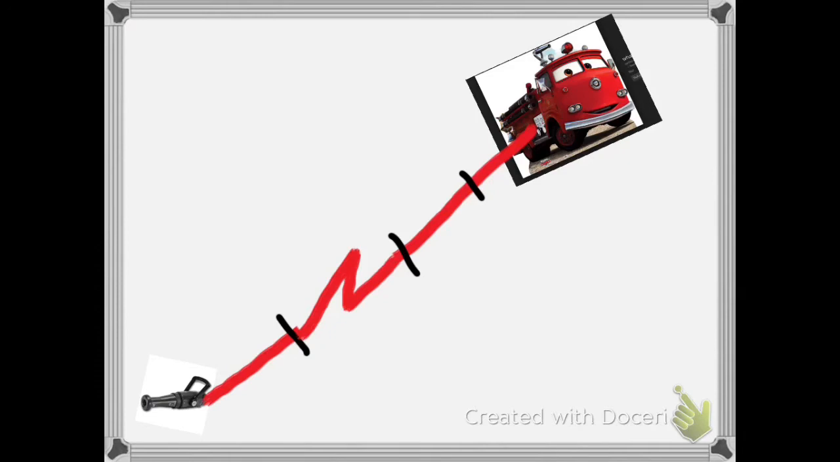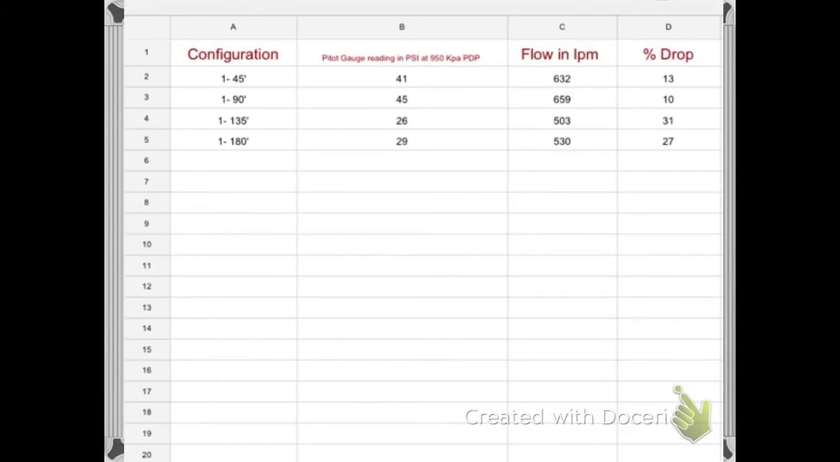First, we did all four of the kinks individually. With single kinks, they range from a 10% drop up to a 31% drop. Interestingly, the 45 degree kink reduced flow more than the 90 degree kink, and the 135 degree reduced the flow more than the 180. Generally, the larger the kink angle, the more severe the reduction in flow.